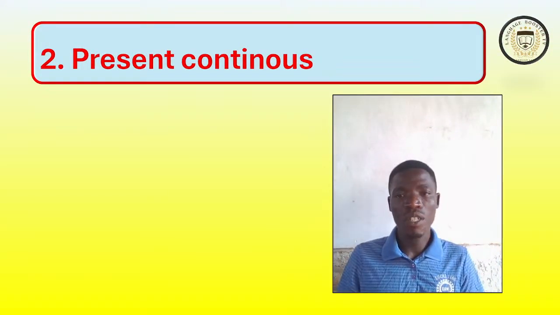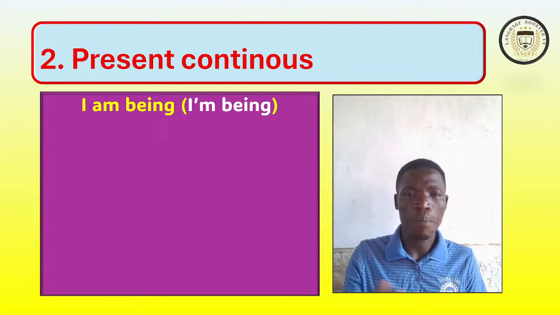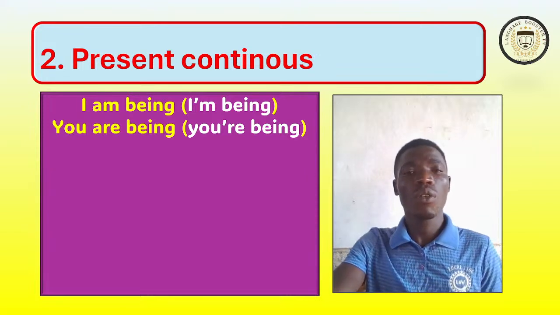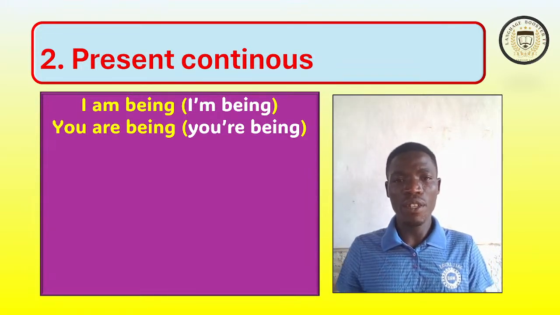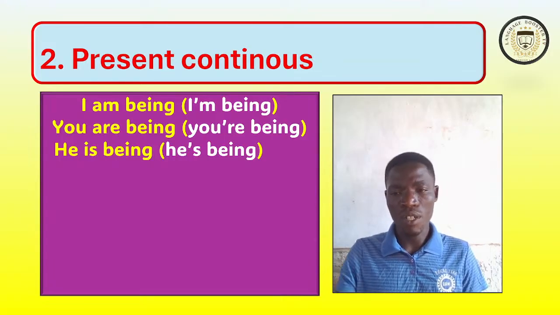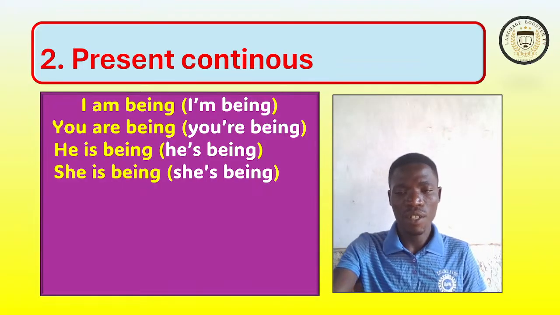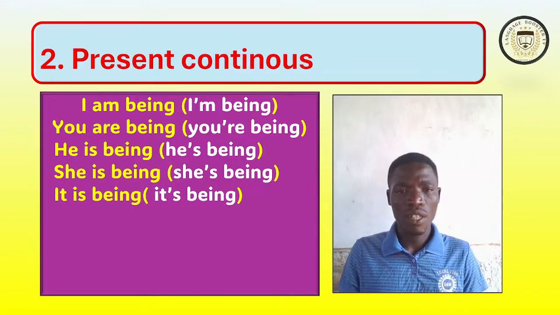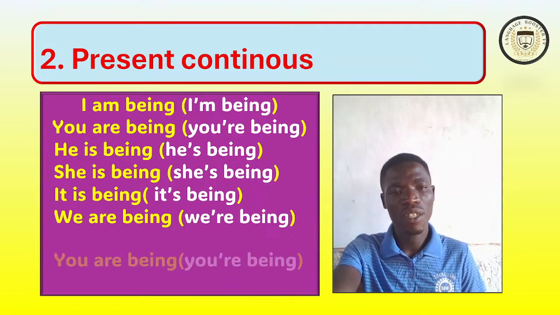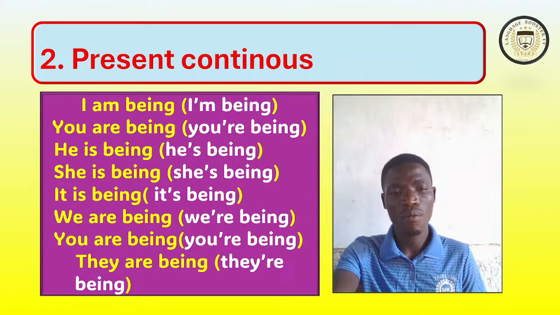In present continuous, the verb to be is I am being, or just I'm being. You are being, or just you're being, he is being or he's being. You can say she is being or she's being, it's being or it is being. You can say we are being or we're being. You are being or you're being. They are being or just they're being.